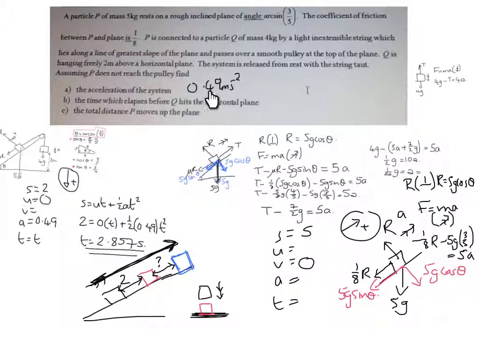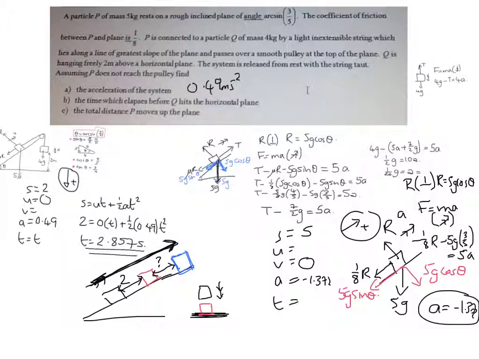And a really common mistake is to put this a in here, but this a is only what's happening for this period of time. This period of time it's a different situation, because instead of having tension in the string, the particle P now doesn't have any tension in the string. So solving that, we get a equals minus 1.372, and that's what goes in here, minus 1.372.